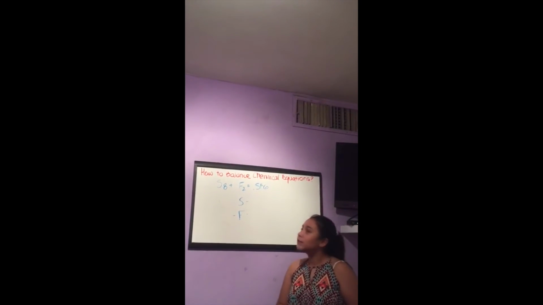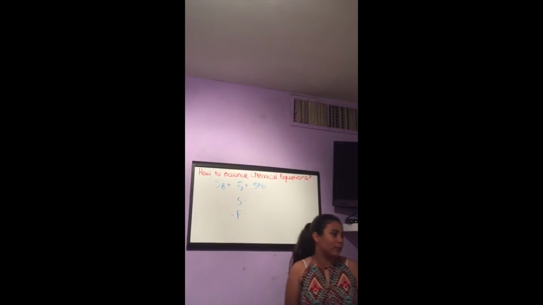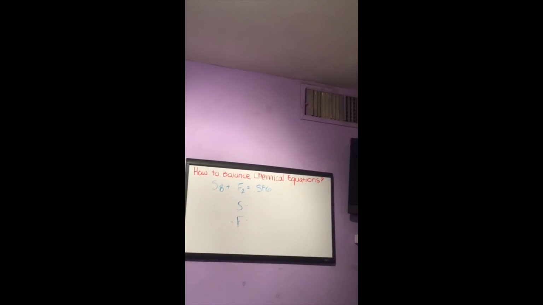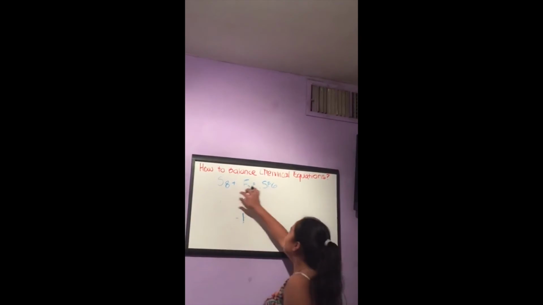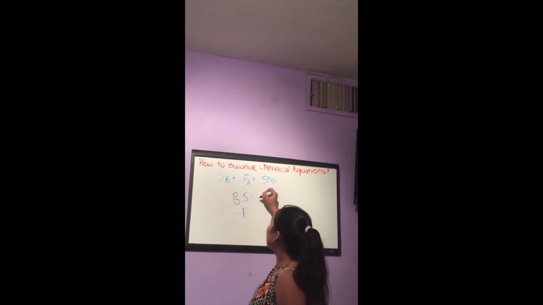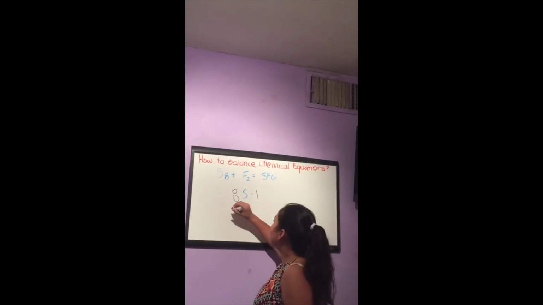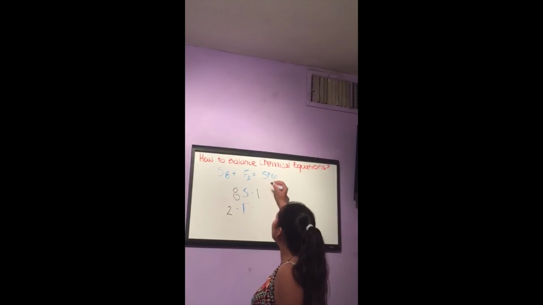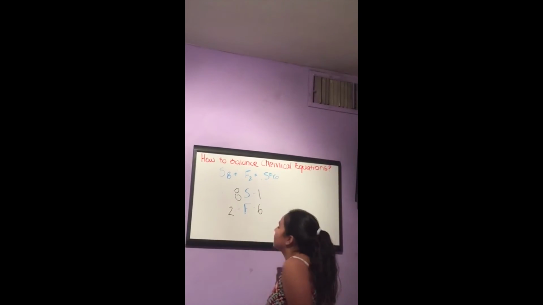So now let's start using our flowchart to solve this equation, to balance it. First, you need to count up the atoms on each side. Here you have 8, and here you have 1 sulfur. Here you have 2 fluorines, and here you have 6 fluorines.